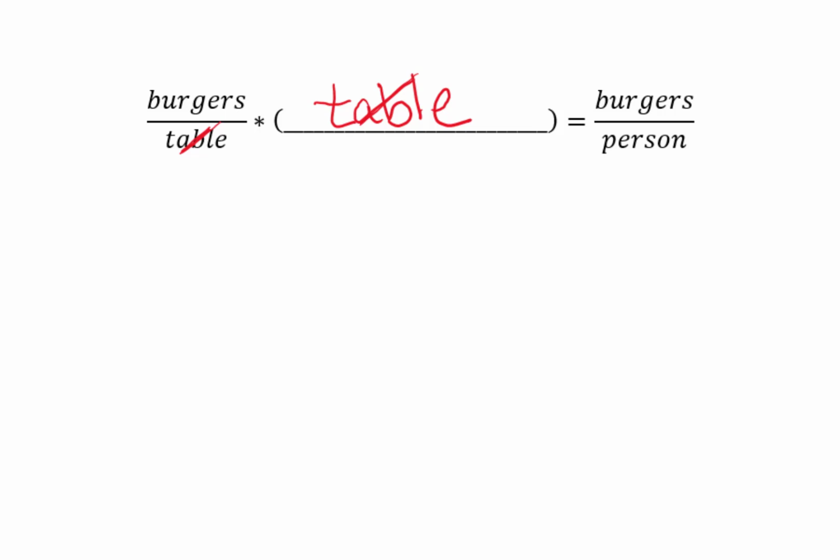Lastly, I notice that our answer has person in the denominator. So I need to multiply by something that has person in the denominator. So I'll multiply by a fraction with table in the numerator and person in the denominator. That will make table cancel and make person appear in the denominator. Now notice when you multiply this, you would have burgers remaining in the numerator. You'd have person in the denominator, and table would no longer be in that at all.